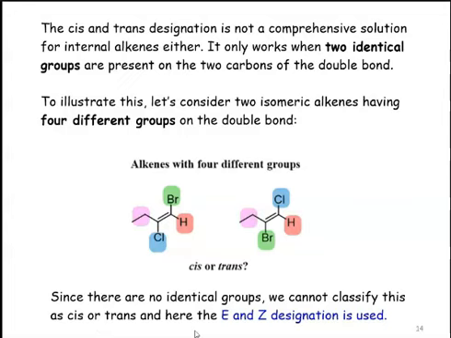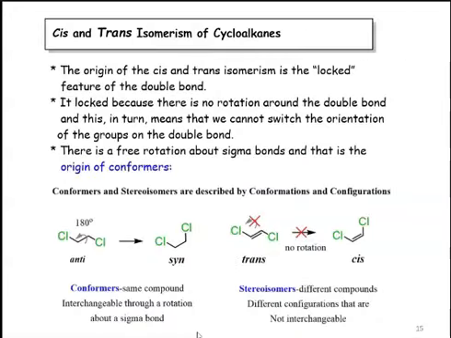Here comes the new type of differentiation, that is EZ designation. Instead of cis-trans designation, we can differentiate them by using EZ designation. And what is this EZ designation? That we will see. Now, before we go for the EZ and its explanation, let us discuss a few exceptional points associated with cis-trans isomerism. To be specific, the cis-trans isomerism of cycloalkanes.